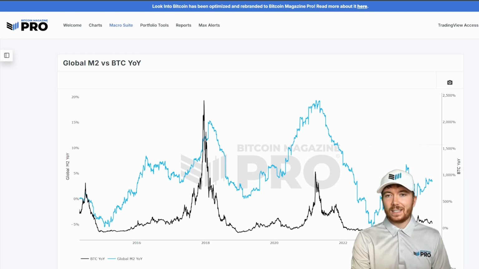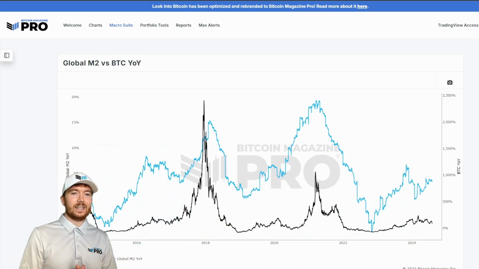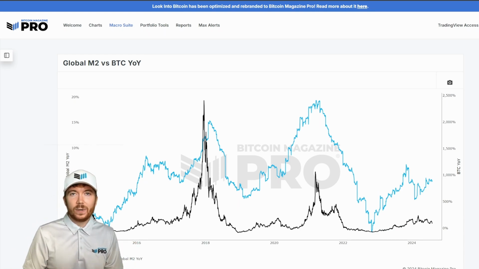If we go back here to the starting chart, this is the global M2 year-on-year versus BTC chart. This is the basis of a lot of my macroeconomic data. Like we discussed before, the liquidity cycles have a huge influence on the Bitcoin price action.